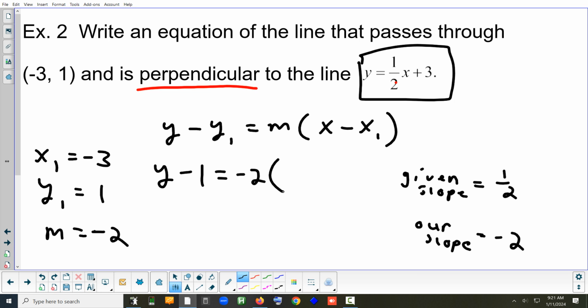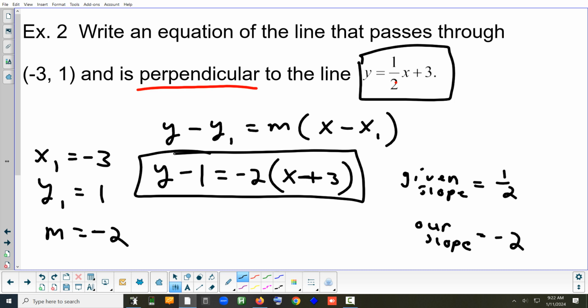Okay, what's going to come after the parenthesis? x minus, and x1 is -3, not x minus 3. So what should we put first? Minus. Yeah, let's just put the minus. And then what should we put? -3. Okay, so it's x minus -3. And now that turns into a plus 3. Yep.